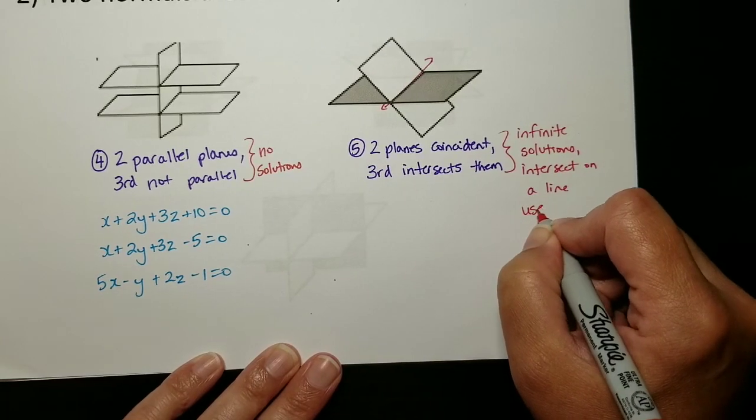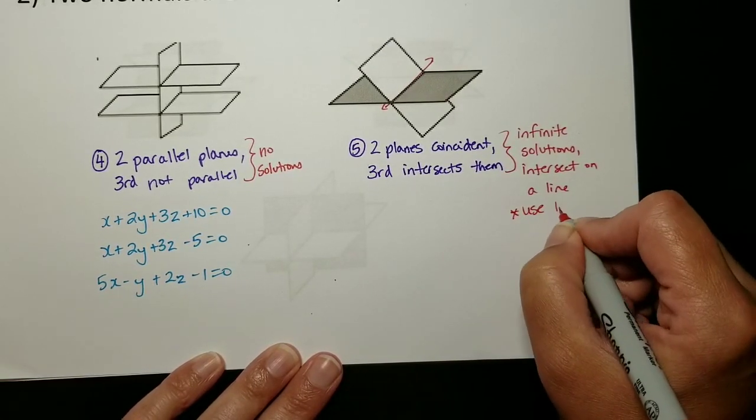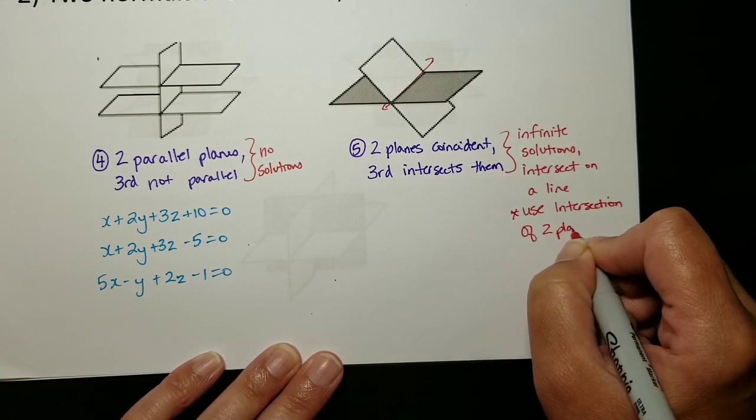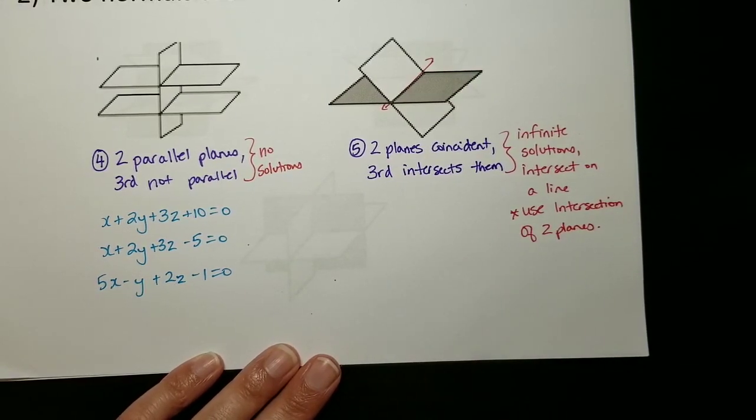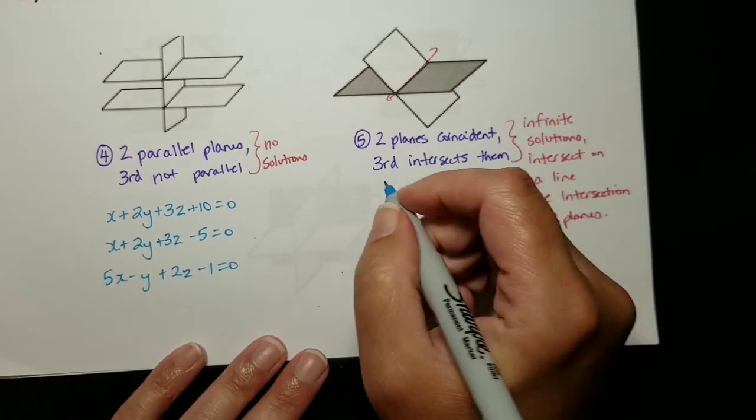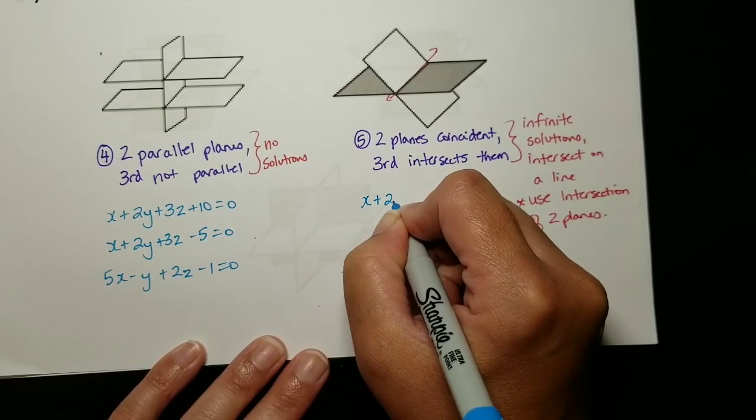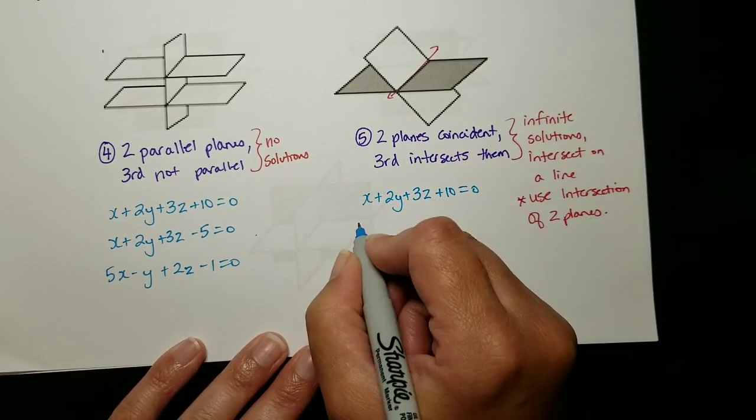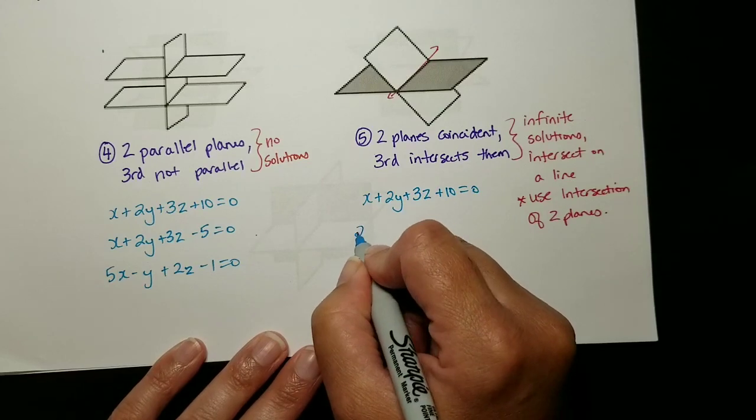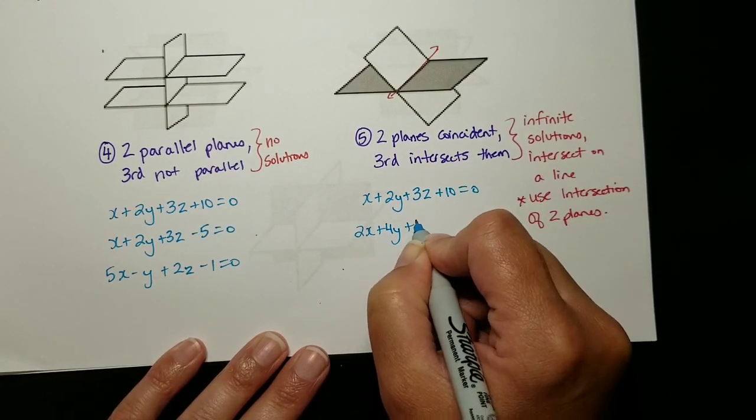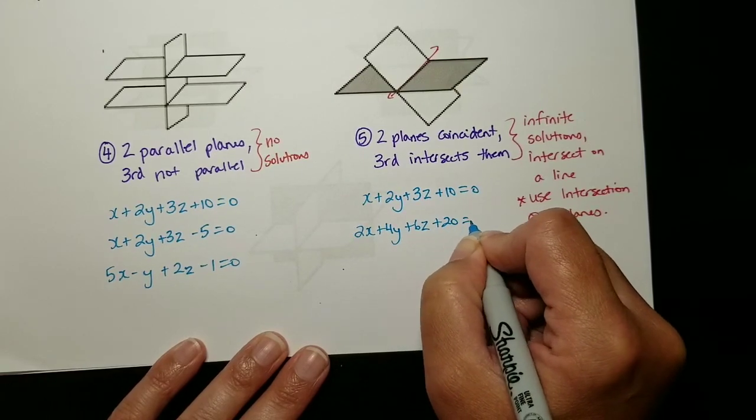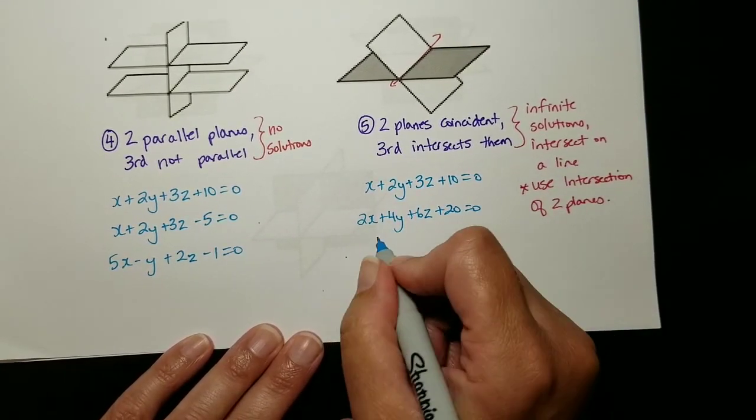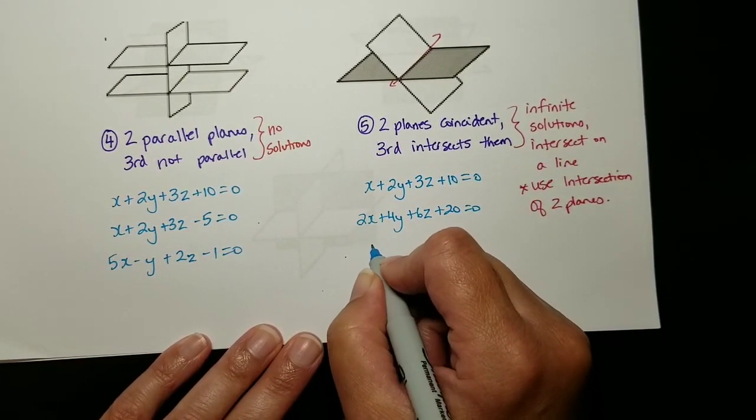I'm just going to put use intersection of two planes, because that's really what it is. You're just not going to use one of the planes that's a duplicate of the other one. So here we might have had x plus 2y plus 3z plus 10 equals 0, and maybe we had that same plane but just written in a different form as 2x plus 4y plus 6z plus 20 equals 0. You're just going to pick one of these equations because they're really the same and solve for the POI of that with any other plane.